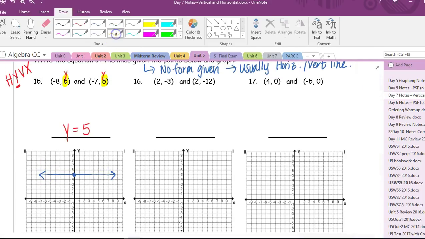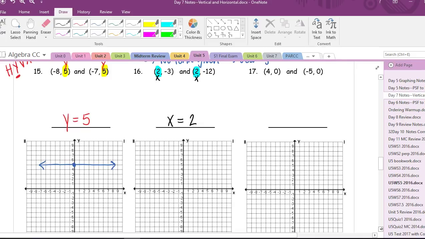Okay, all right, let's try this again. Look at your points, don't just find the slope. Look at your points, find what's common. Ah, both of the x's are 2. So that's your equation. X equals 2. All right, these should be really fast, really fast. X equals vertical line, go to 2 on the x-axis, draw your line.